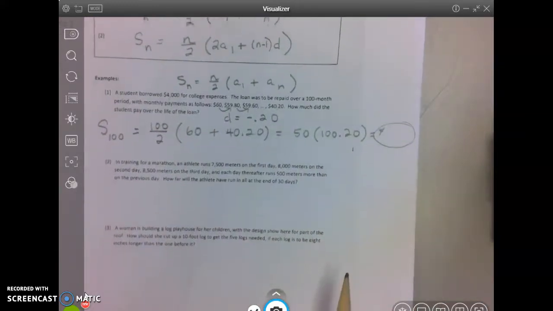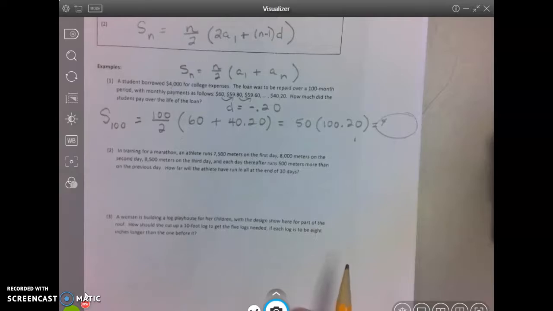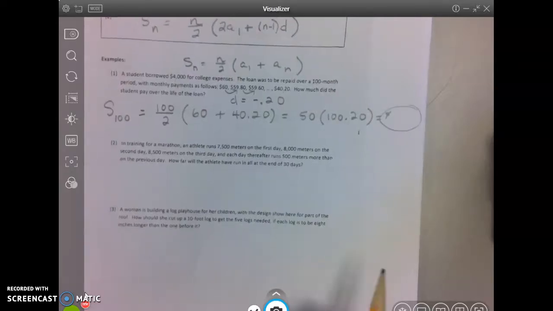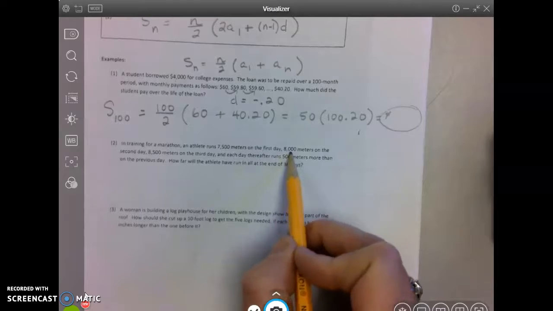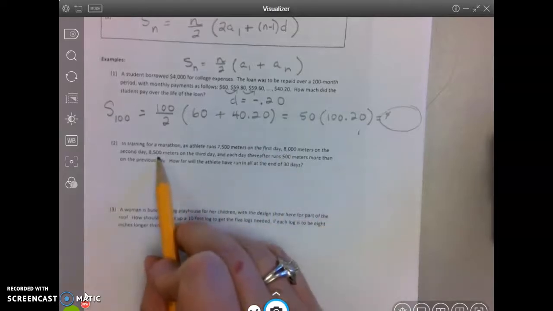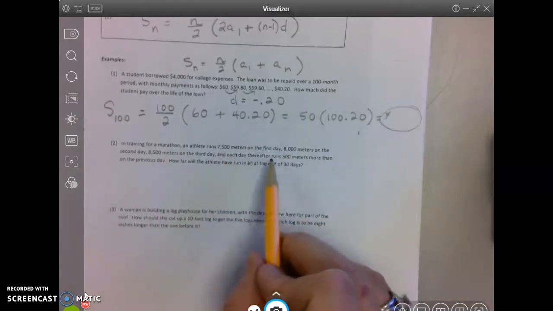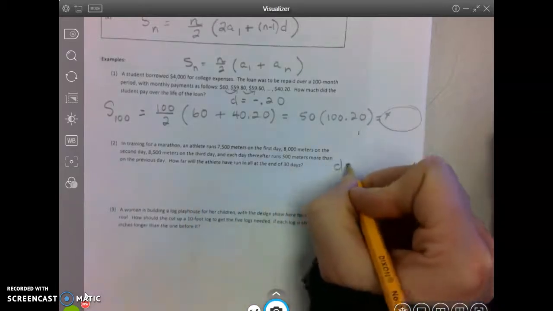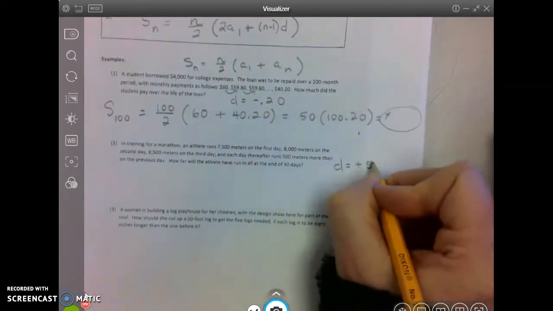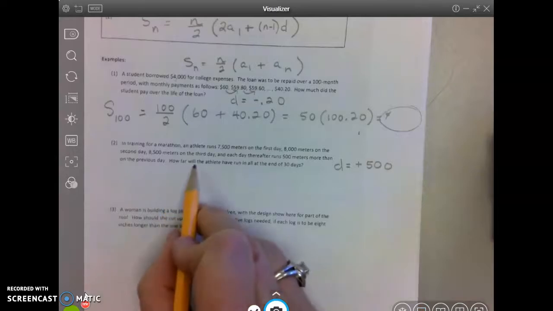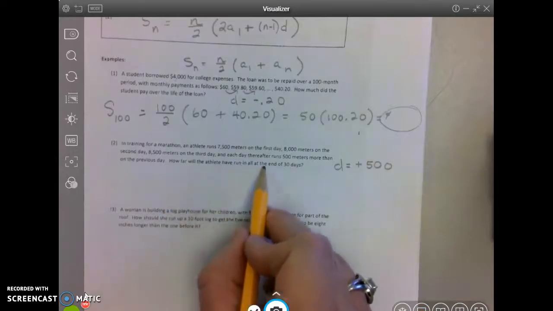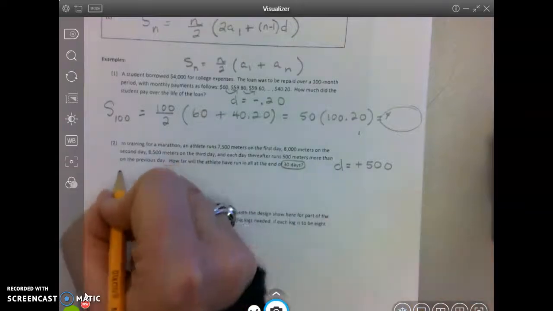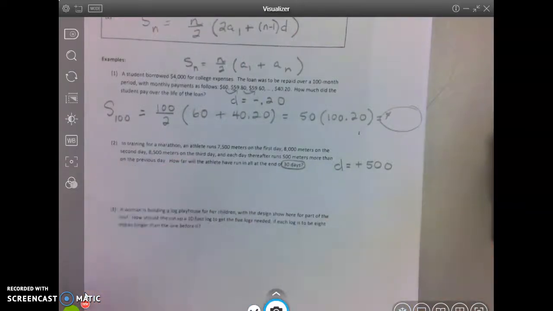All right, let's go to number 2. In training for a marathon, an athlete runs 7,500 meters on the first day, 8,000 meters on the second day, 8,500 meters on the third day, and each day thereafter runs 500 meters more than on the previous day. So the constant difference is plus 500. How far will the athlete have run in all at the end of 30 days? Okay, so we're going to do S sub 30.